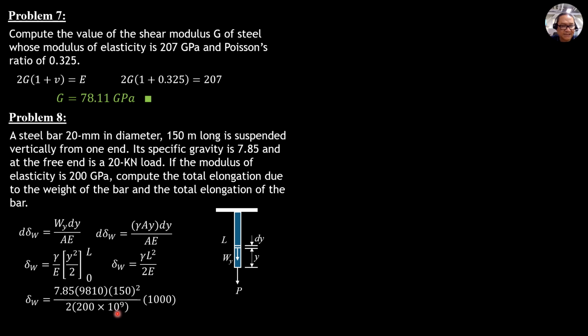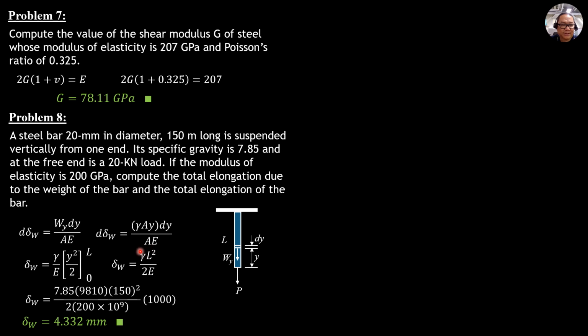E is in pascals, which is newton per meter squared. The numerator is newton per cubic meter times meter squared, that would be newton meter. The denominator is newton per meter squared. So the resulting unit is meter. That's why we multiply by 1000 to convert it to mm, and it is equal to 4.332 mm.